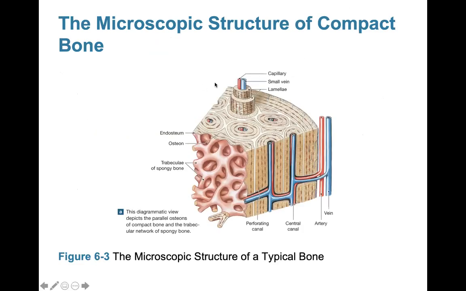Here we can see an osteon, okay? And you can see the blood vessels going through, okay? And this would be one of those perforating canals that runs perpendicular and allows us to connect one osteon to another as far as the blood vessel supply is concerned.